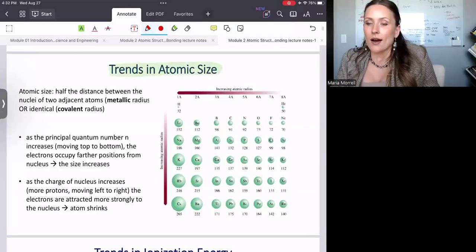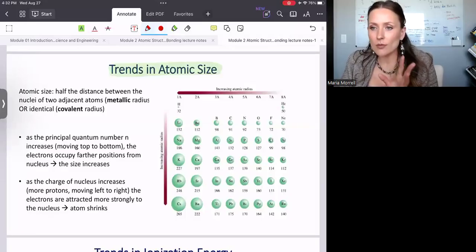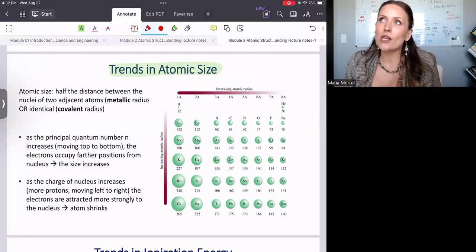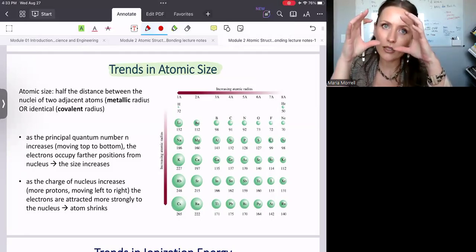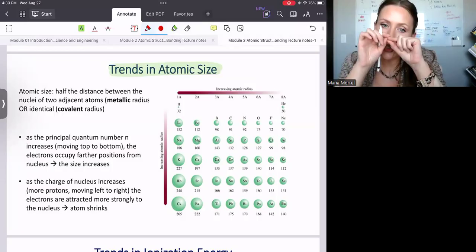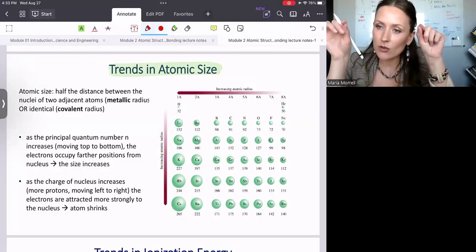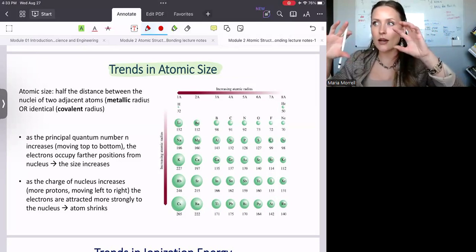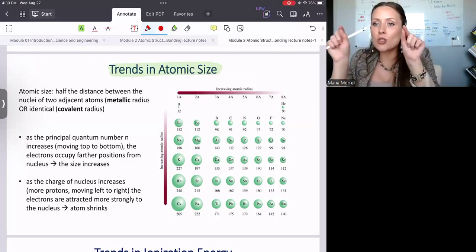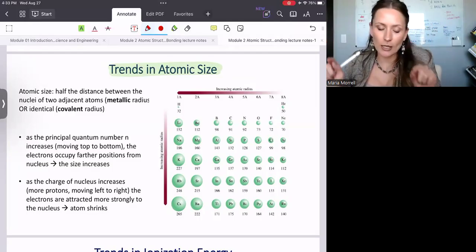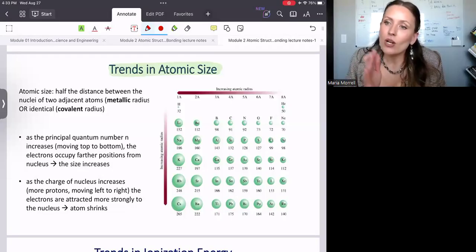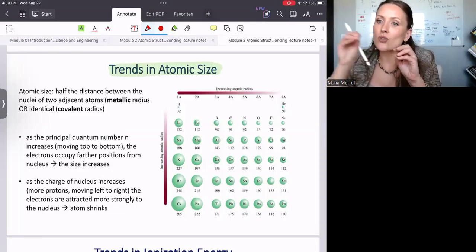So first I'm going to say what the size is. We usually don't take the element alone and measure the diameter. That's not how you should do it. You usually take two elements and you take half the distance between their nuclei. That's how you do it, okay? But that's not really important. We understand what the size is, right? But what happens with the size and how is the size related to the position?